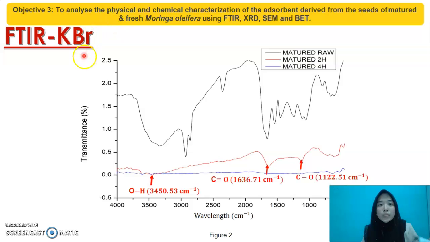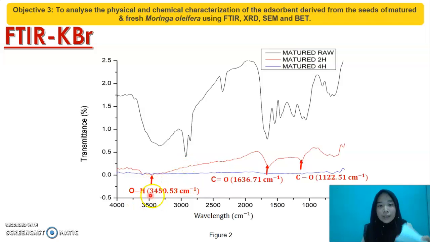Next, we will move on to objective 3, which is to analyze the physical and chemical characterization using FTIR, XRD, SEM, and BET. This is the FTIR KBr, and we can see here at the 3450.53 per centimeter. This is the figure 2 here showed the matured seeds of raw and adsorbent, and I will touch only the matured for adsorbent 2 hour and 4 hour.